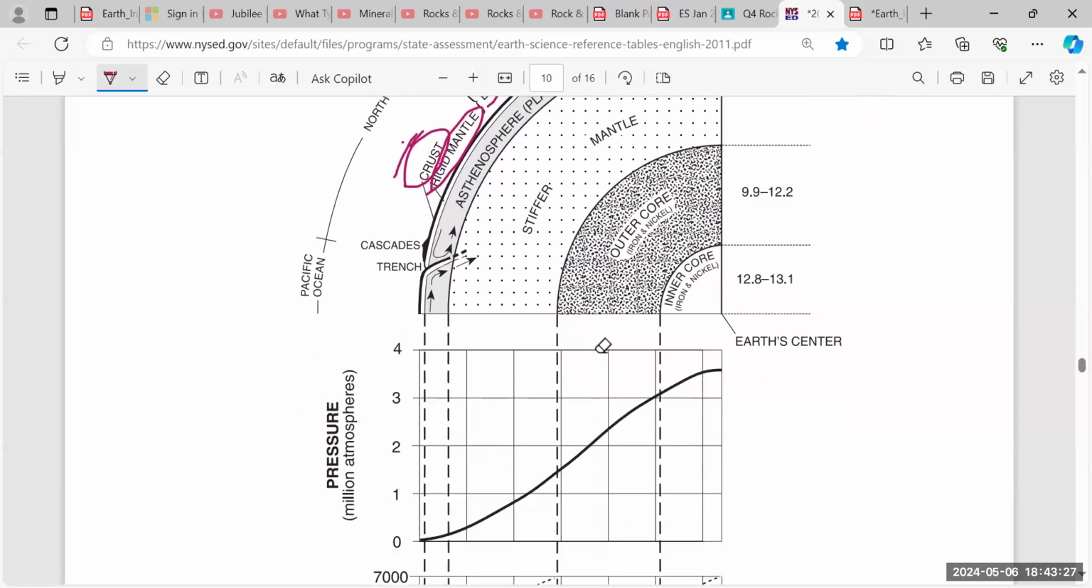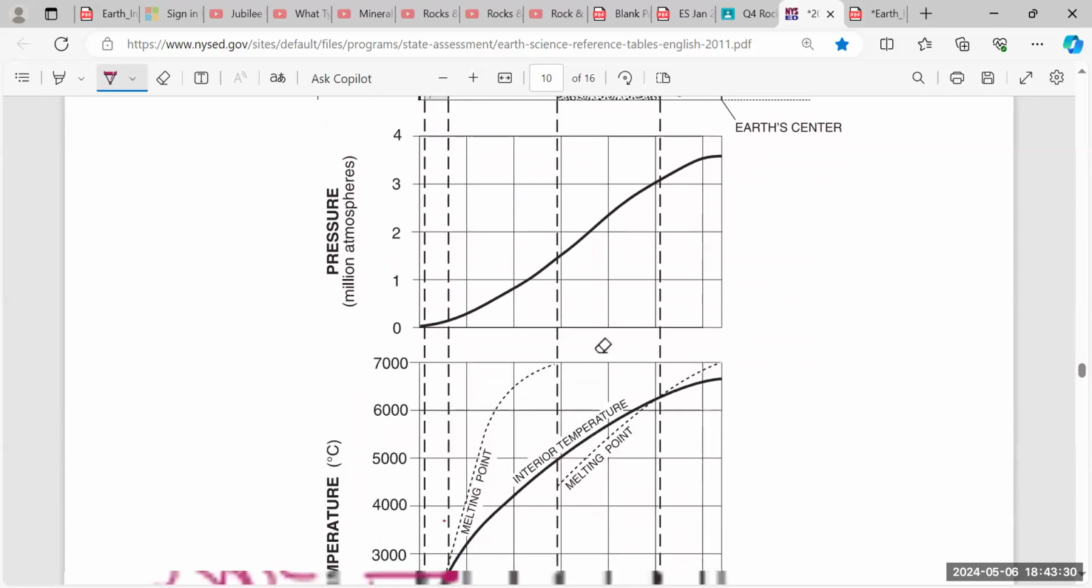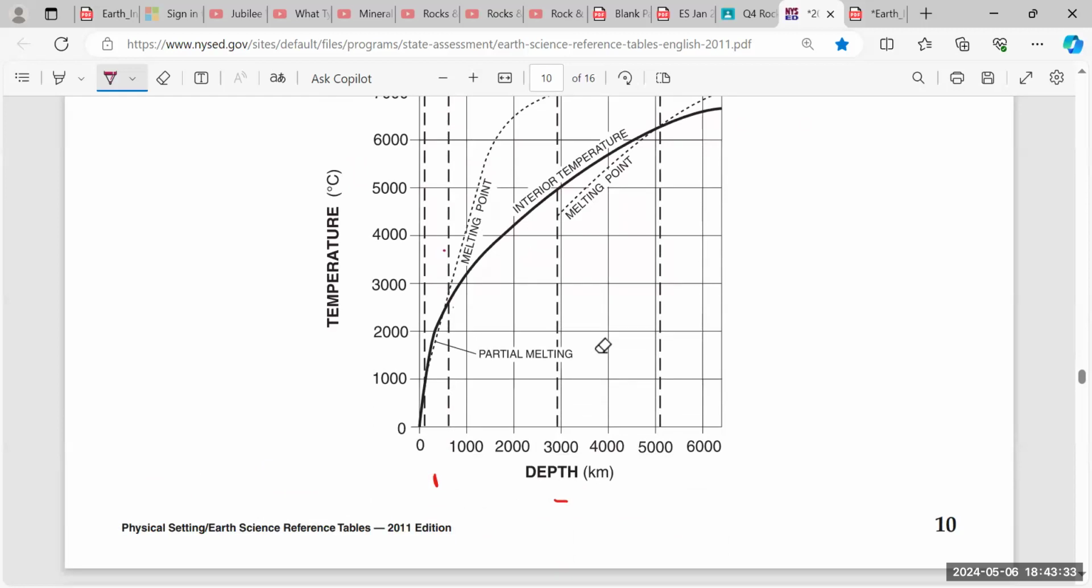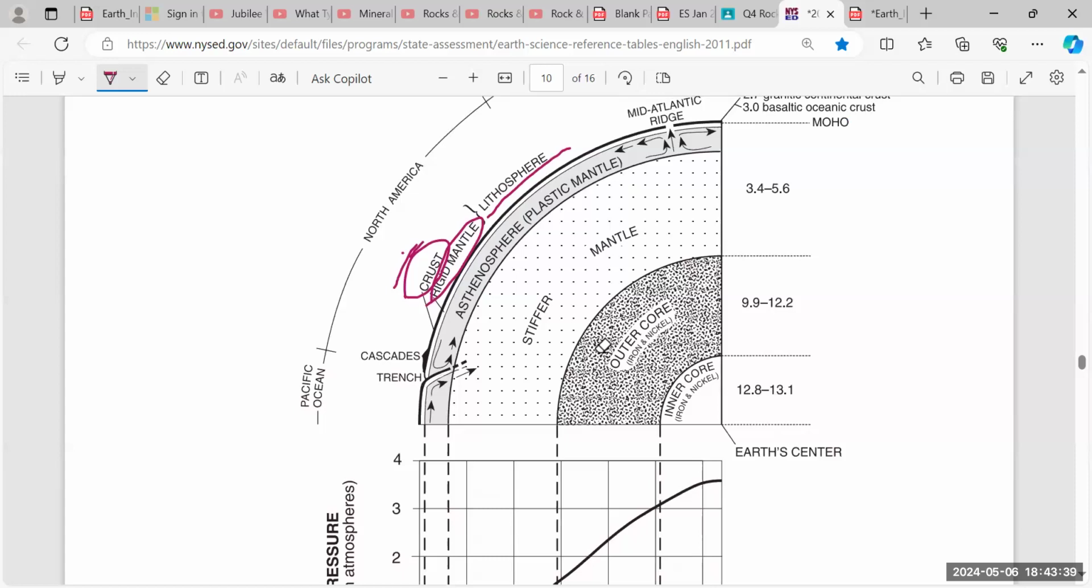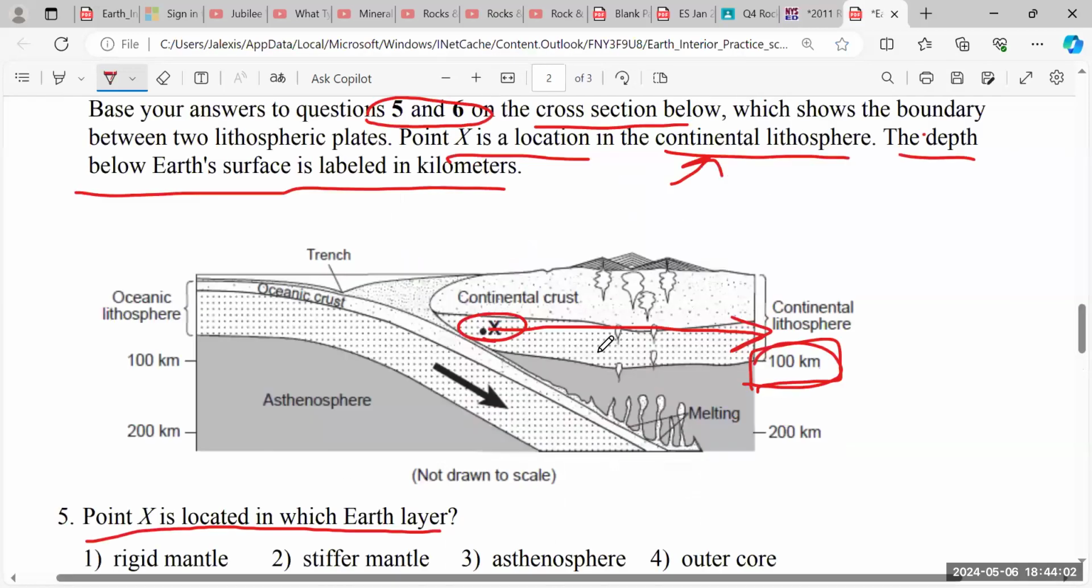And I also know, if you take a look, we know that it definitely has to be less than 100. And we also know, you see this boundary line right here? This represents the borderline of the lithosphere. And so that's why it's definitely going to be somewhere within the crust or the rigid mantle. And when I'm looking at my answer for point X, the best answer is definitely the rigid mantle.